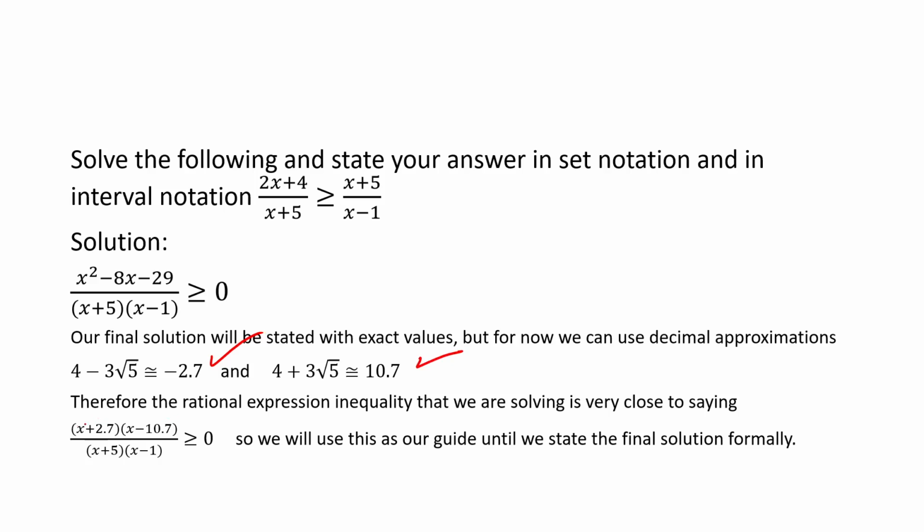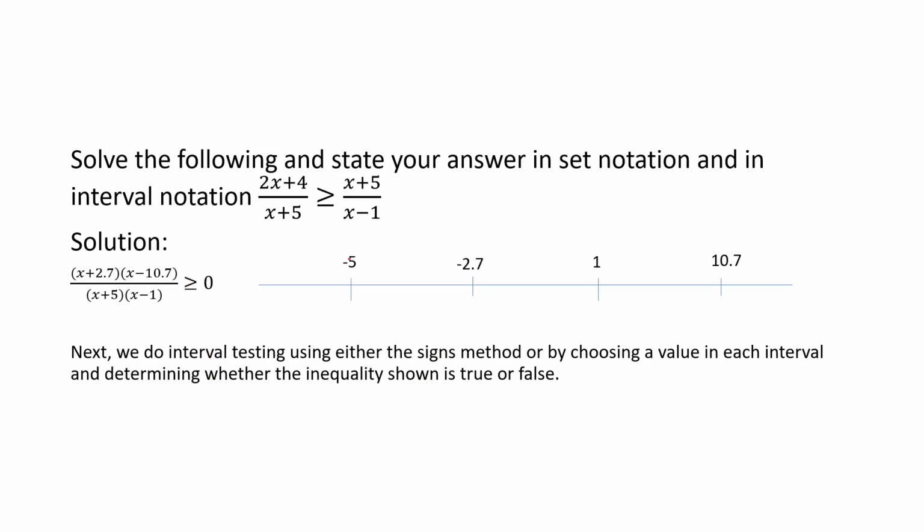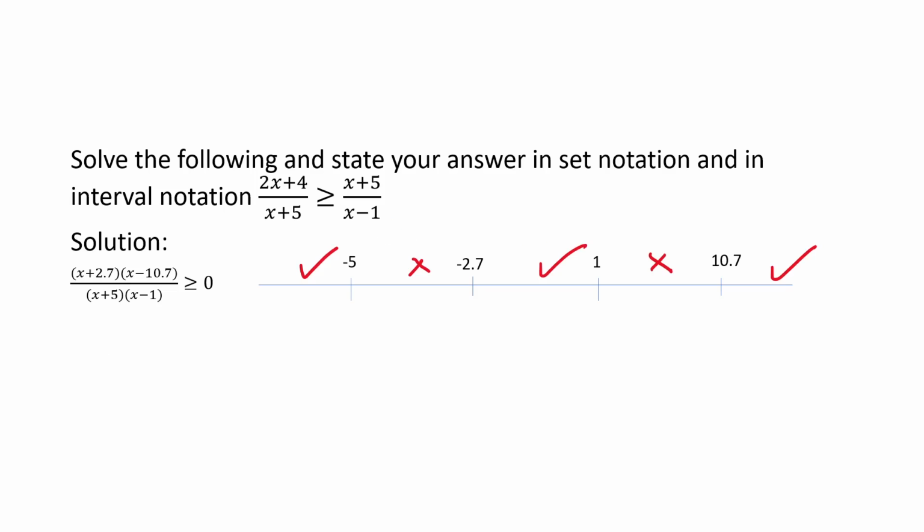So what that means is that this numerator of x squared minus 8x minus 29 is roughly the same as x plus 2.7 times x minus 10.7. If you don't believe me, actually expand out x plus 2.7 times x minus 10.7, and you'll see you get a polynomial very close to x squared minus 8x minus 29. Okay, so that allows us to make our intervals and to do our testing. Again, we have 4 values for x, and so we're going to test 5 intervals. When we do the testing, we see that we get true, false, true, false, true.